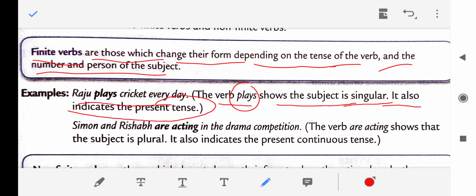present tense. So when the subject is in singular number and it is also indicating present tense, what we do, we use an s with the verb, so it becomes a finite verb. Finite verbs are those which change their form depending on the tense of the verb, the number and the person of the subject.